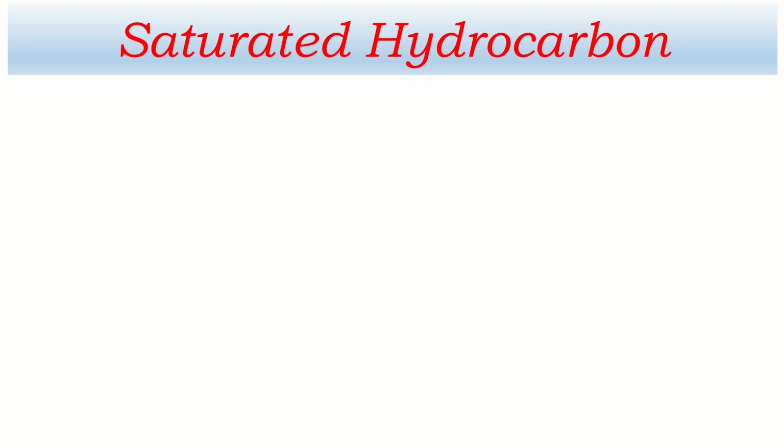Just for example, let's say this is a carbon atom and it is connected to another carbon atom by means of a single bond, and the second one is connected to the third one by means of a single bond, and the third is connected to the fourth, fifth and sixth. Maybe each carbon atom is connected to another carbon atom by means of a single bond. Then this type of hydrocarbon is called saturated hydrocarbon.